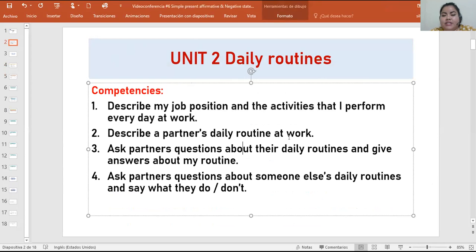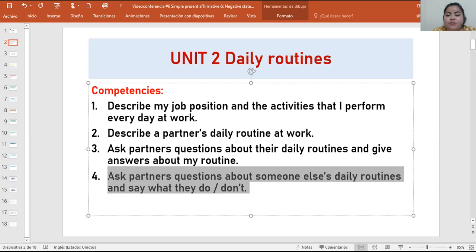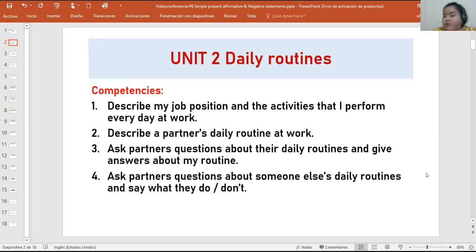Describe a partner's daily routine at work. Ask partners questions about their daily routines and give answers about my routine. Ask partners questions about someone else's daily routines and say what they do or what they don't. Those are the 4 competencies. Son las 4 competencias que debemos desarrollar en la unidad número 2.